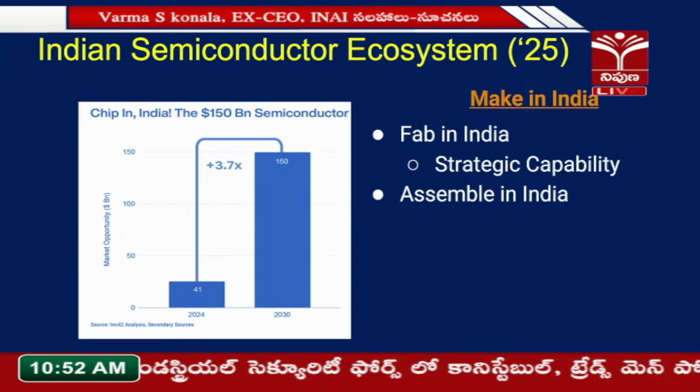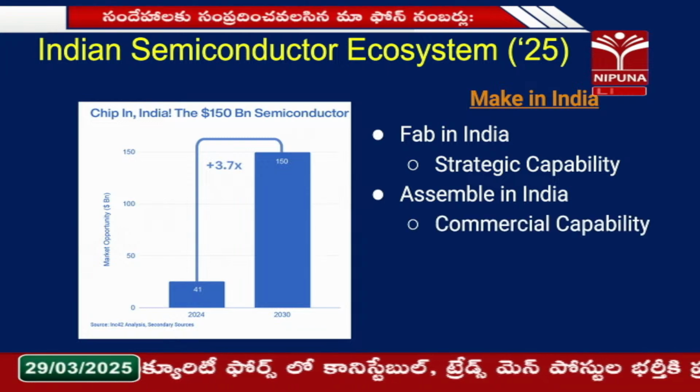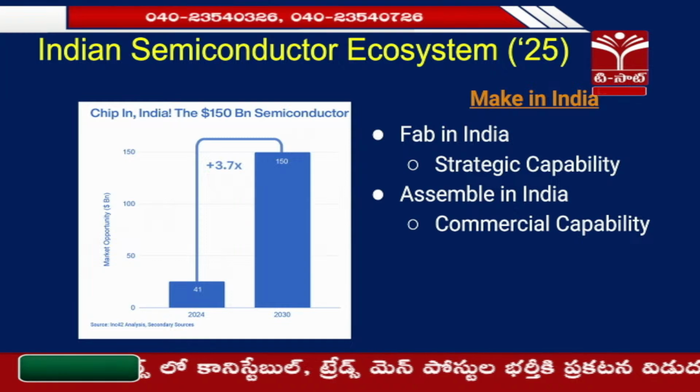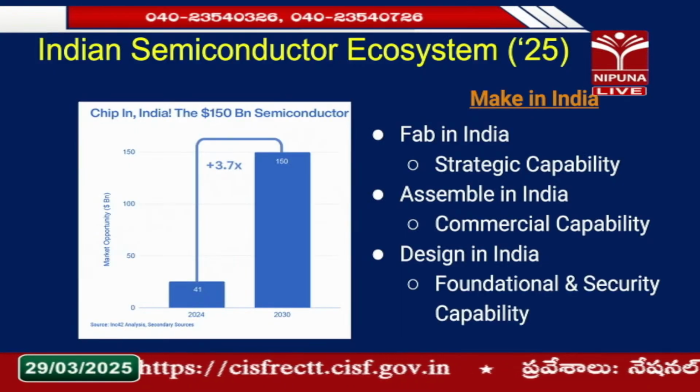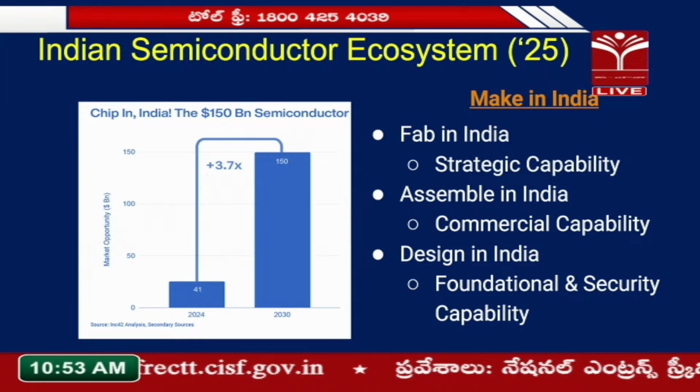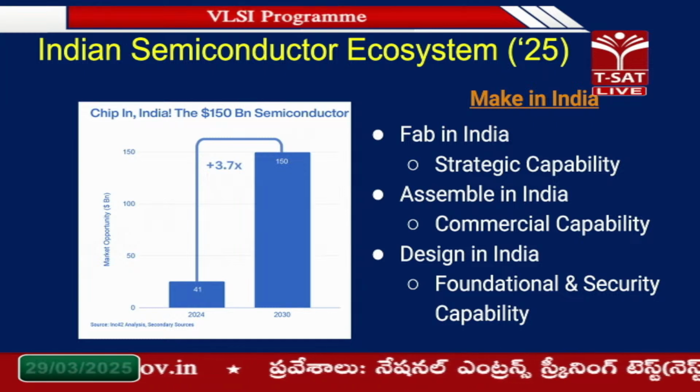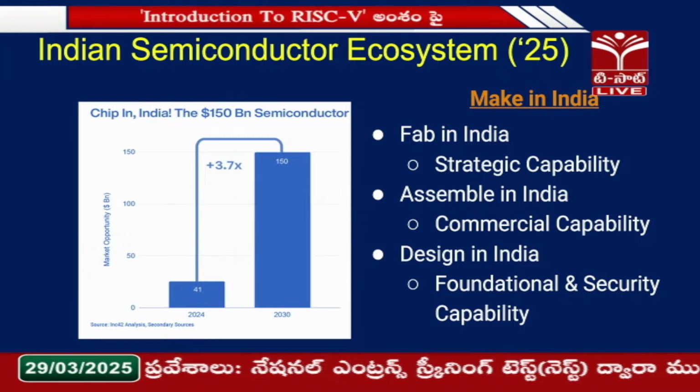Number two, assembly in India, right. Like I said earlier, we had just one company, but this is something we need to have a lot more of, not just one company, right. And this can be done with less capex, right. Fab requires a lot of money, but assembly factories don't require that much money, right. So, fabrication, assembly, and then design in India, right. Again, designing in India is beyond foundation. It's a security capability, right.